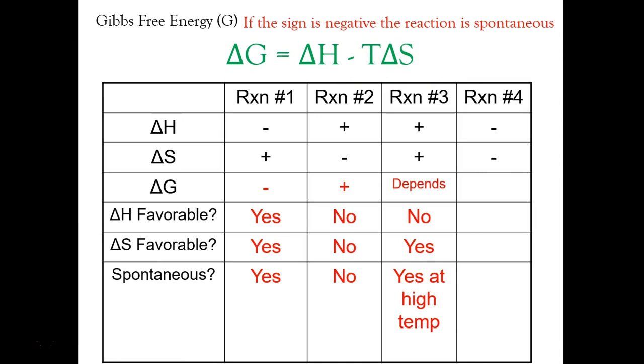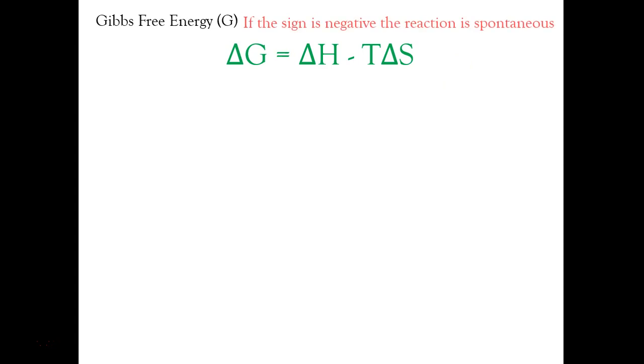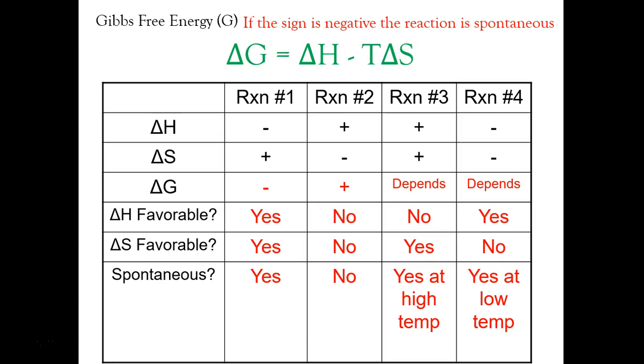Now, in the final scenario, delta H is negative, so that's favorable. Delta S is negative, so that's not favorable. This term is negative overall, and this term is positive. So again, the sign of delta G depends on the magnitude of those values and the magnitude of the Kelvin temperature. So this would be spontaneous at low temperatures, because we want to minimize the unfavorable term.